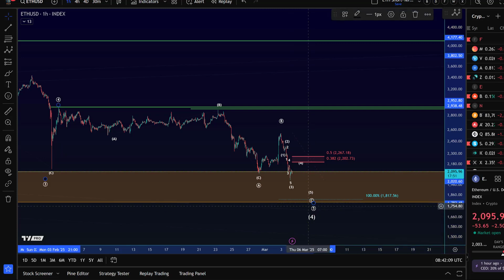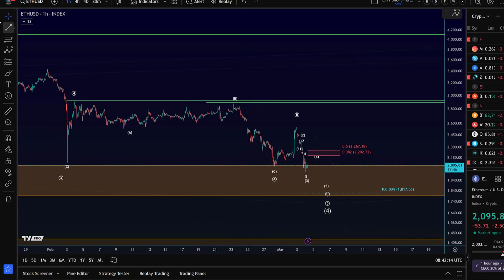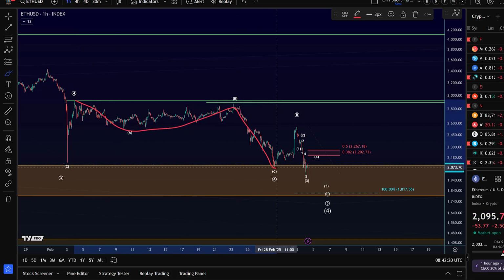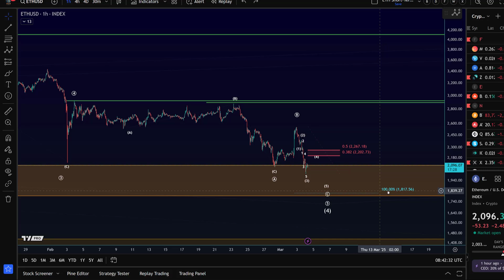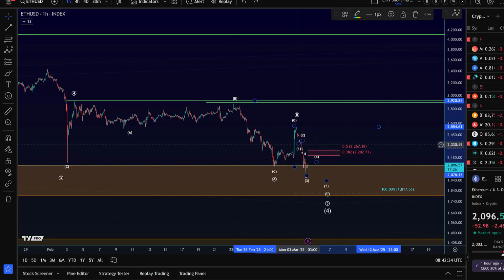So the idea is that we are working here on a fifth wave down, which however is an ABC structure, which we know. So the only thing was, did this ABC complete already on Friday? Or was this just the A wave of an even larger ABC, which is labeled here A, B, C? Based on that development of price action, we can calculate a target for the C wave down.